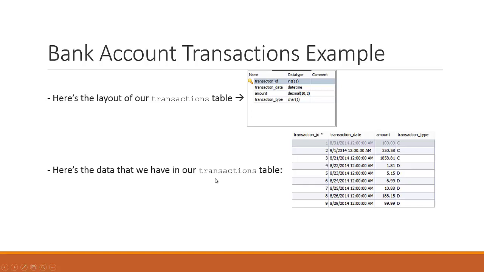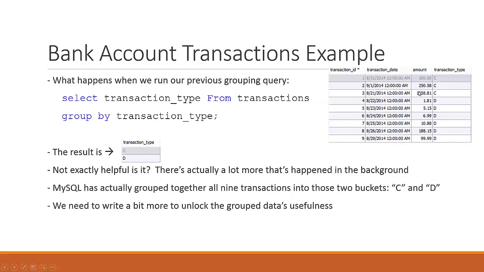Cool. So that's how we have our transactions looking, and then I'm going to take this and put it up on the top here for the next slide, just so you always have reference for what's in the table. So okay, what happens when we run our previous grouping query? Select transaction type from transactions, group by transaction type. This is the same query that we were just looking at.